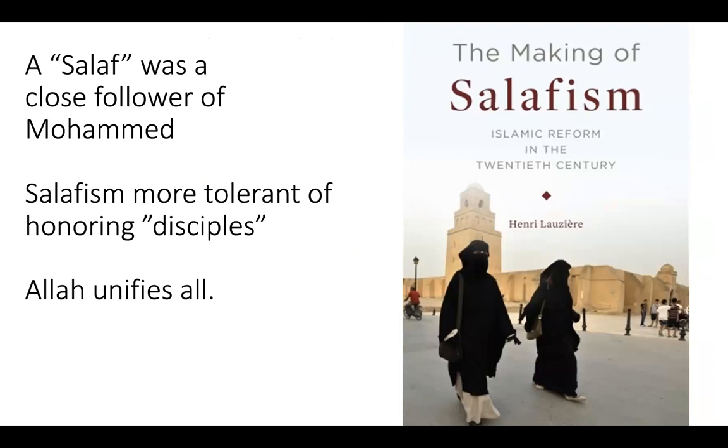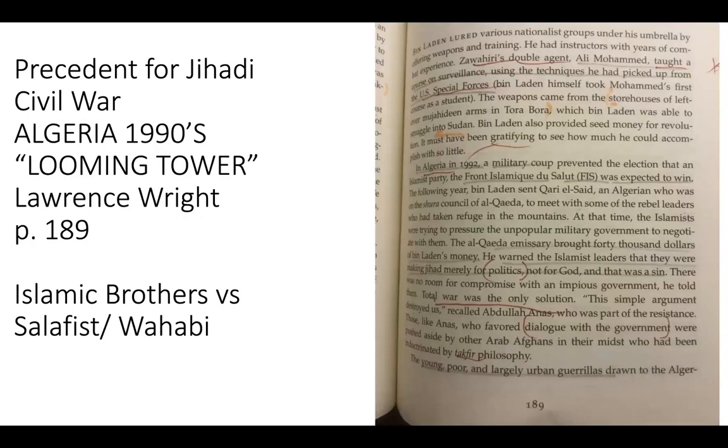Salafism is a word a little bit different than Wahhabist. A Salaf was just a close follower of Muhammad, and they're supposedly more tolerant, honoring his disciples and sub-prophets. It's a subtle difference, and a lot of times jihadists are perfectly happy being called Salafists.